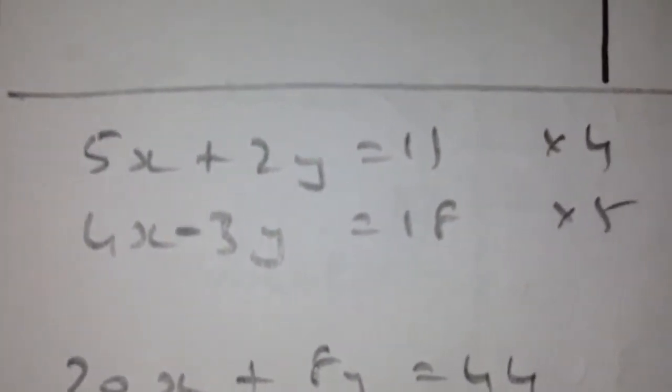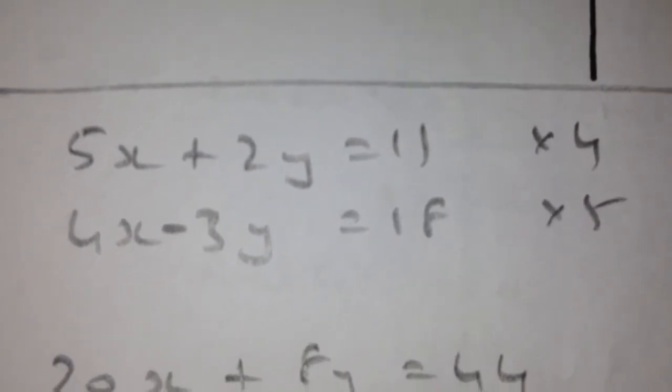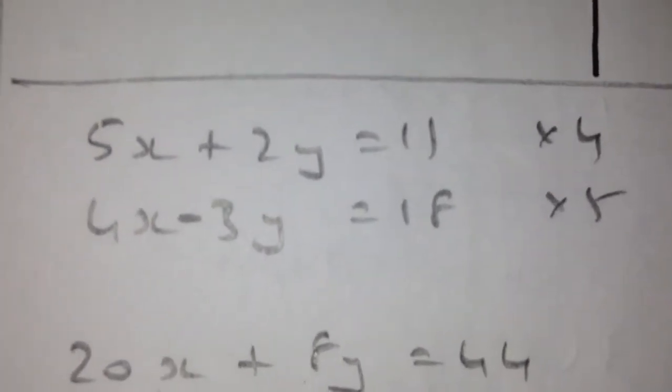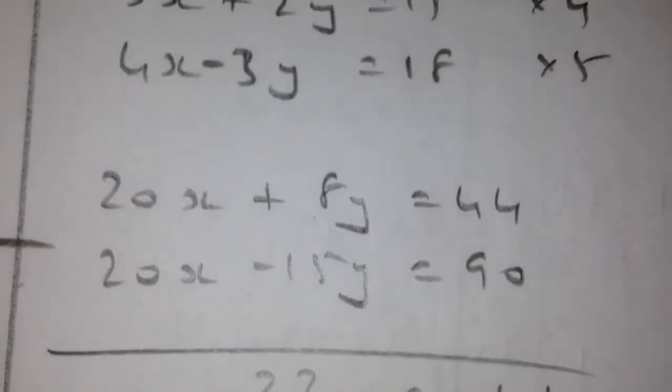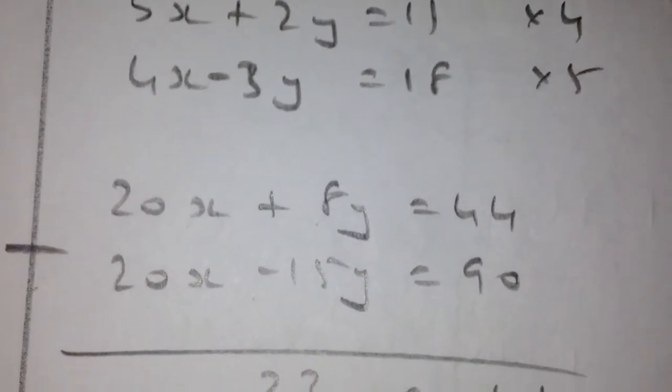So to make the x values the same, you have to times by 4 and times by 5 on the second line of the equation. So as shown here, we've done that to the whole equation, both lines.